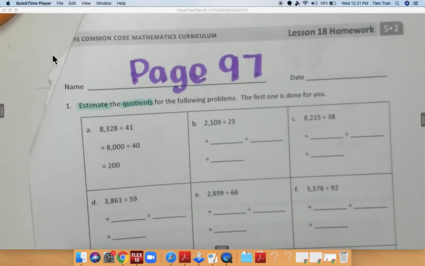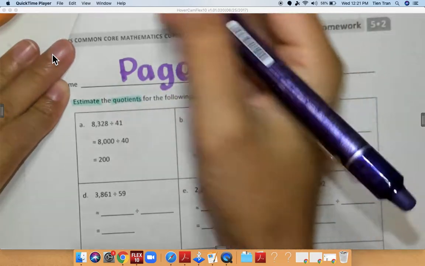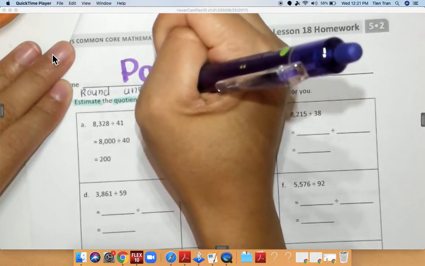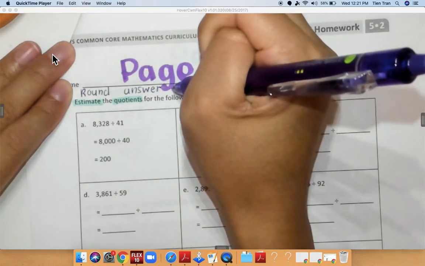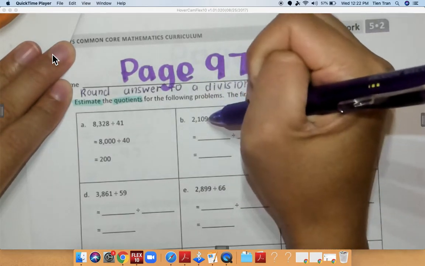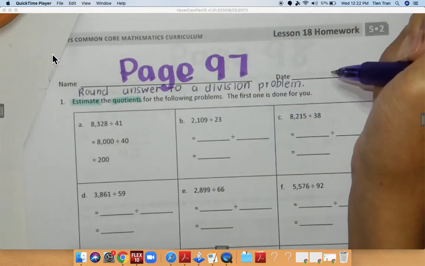So this is a review of the lesson yesterday, except the numbers are larger. So the same idea applies. You want to make sure that you are using numbers that are easy for you to divide so that when you apply this to real life situations, it is easy for you to use mental math in your head, okay? So estimating means that you're rounding the number, and quotient means the answer to a division problem. And if you notice, all of these are division signs, so you're answering a division problem.